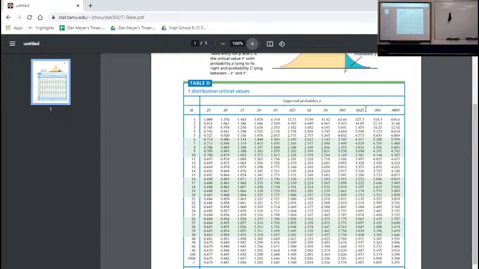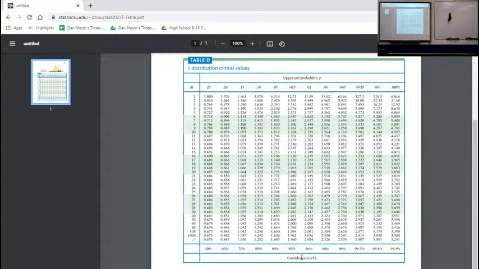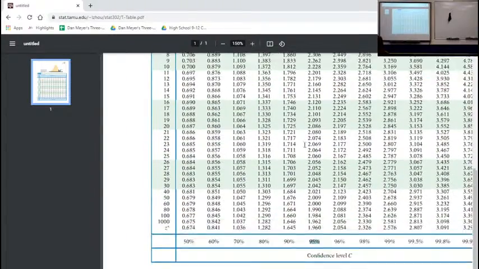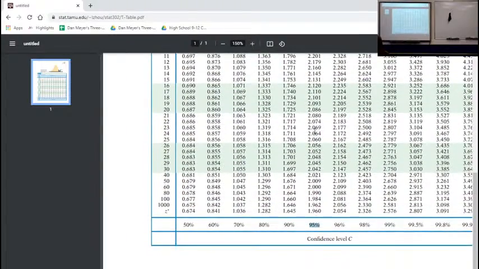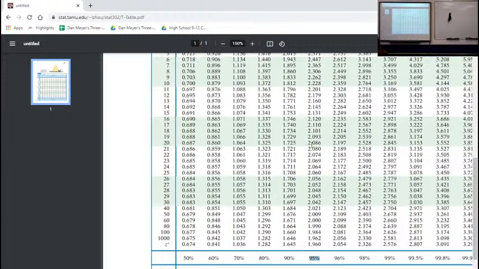We're going to use this part of it next chapter. What we're going to use here is confidence level. So we want a 95% confidence level, so that means we're interested in this column. And I'll zoom in a little bit. So this column is what we're looking at, and our degrees of freedom was 12 minus 1, which was 11. So we look at 11 degrees of freedom, and there's the 2.201.